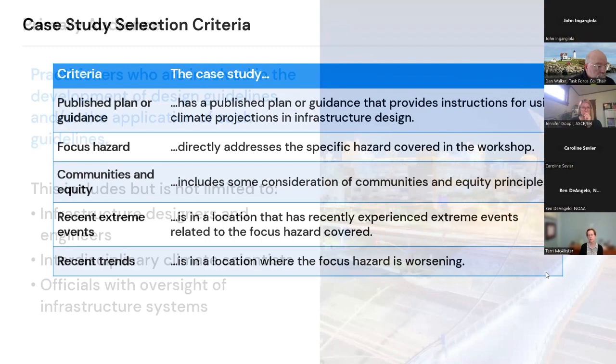And as we all know, it helped if they had recently experienced an extreme event, because that tends to really motivate not only the planning but the implementation activities. And then also keeping an eye out for areas where the focus on the hazard is because the hazard is increasing or, as said here, worsening compared to what it's been in the past.